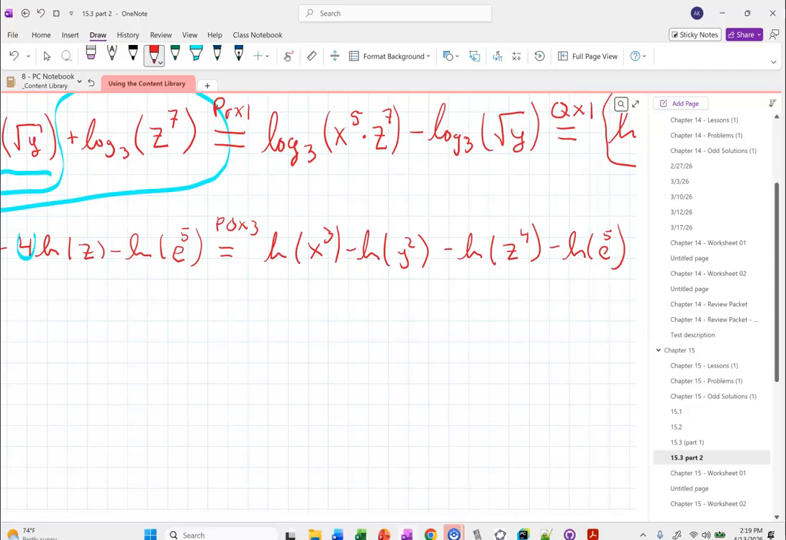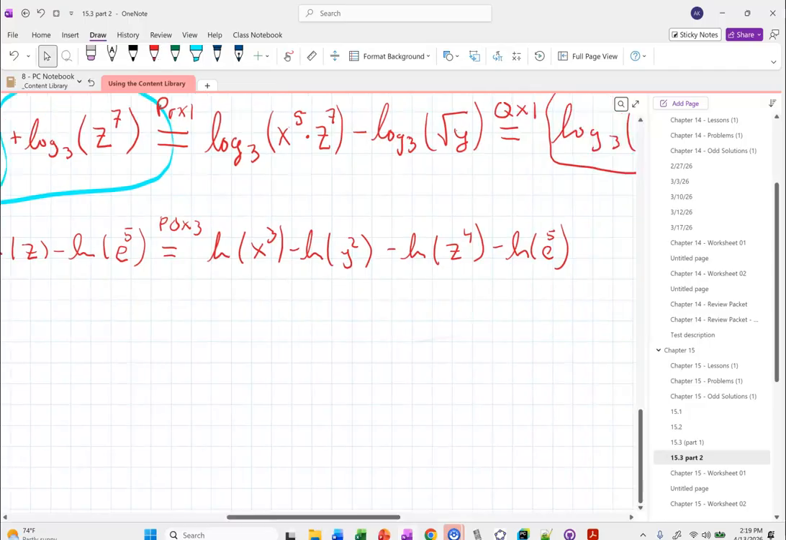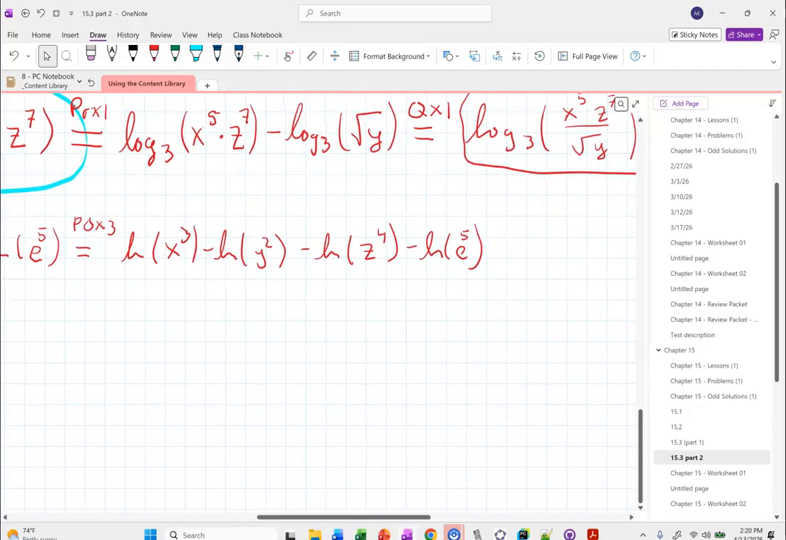Everybody okay here? Okay. What do we look for next after power properties? Product properties. Very tricky. Promise you'll see the same trick on the test. How many product properties do you see? 2 is the correct answer.